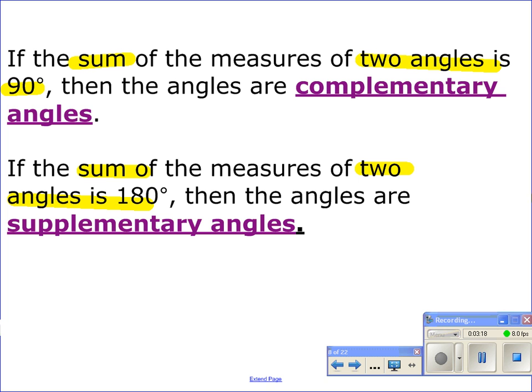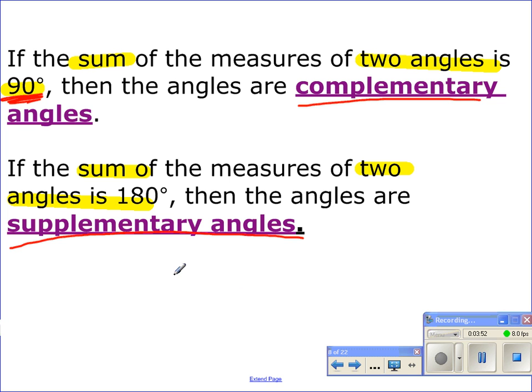Complementary angles. Okay, make sure you do fill this in your notes. It says two angles are complementary if they add up to 90 degrees. So any two angles that add up to 90 is going to be complementary. When you add up two angles and they are 180, then they are called supplementary angles. If they aren't either 90 or 180, they are just regular angles. If they add up to 90, it's complementary. If they add up to 180, it is supplementary.